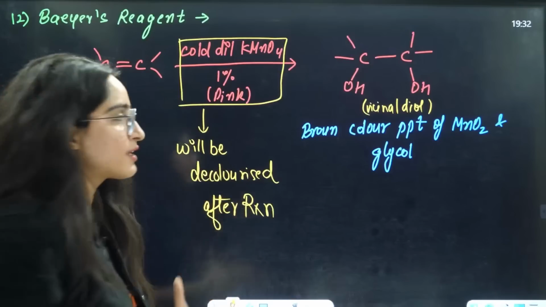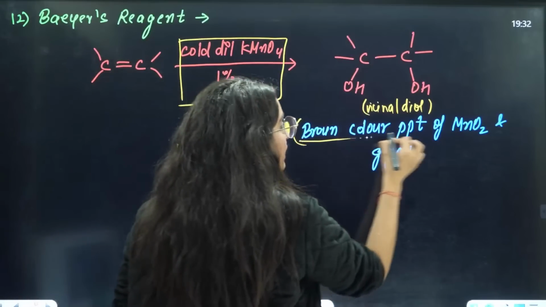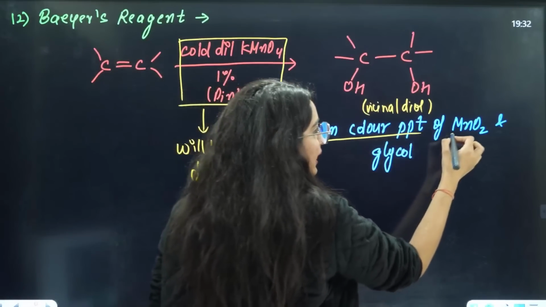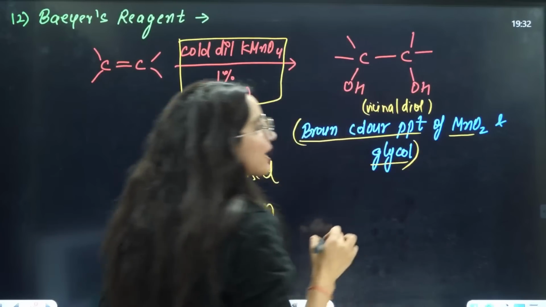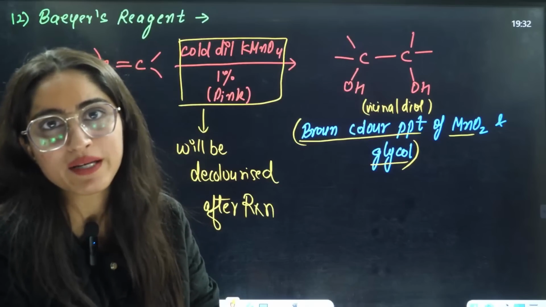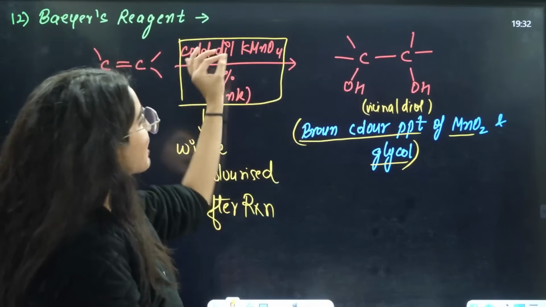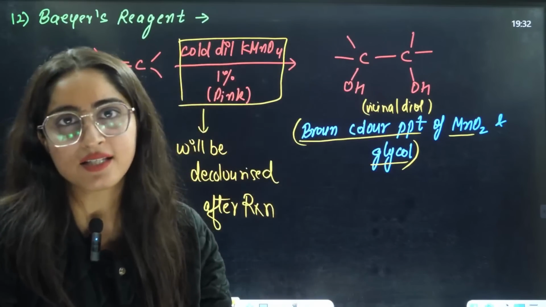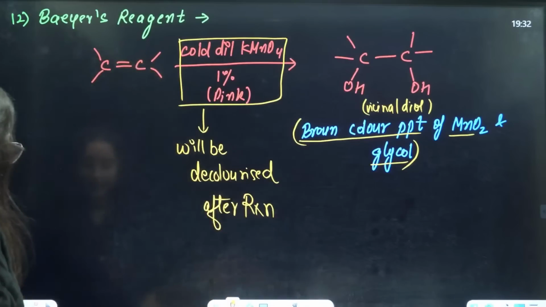Now one more thing that is observed: brown color precipitates of MnO2 and glycol are also formed here. Right, brown color precipitates are formed here, but the pink color will be decolorized.